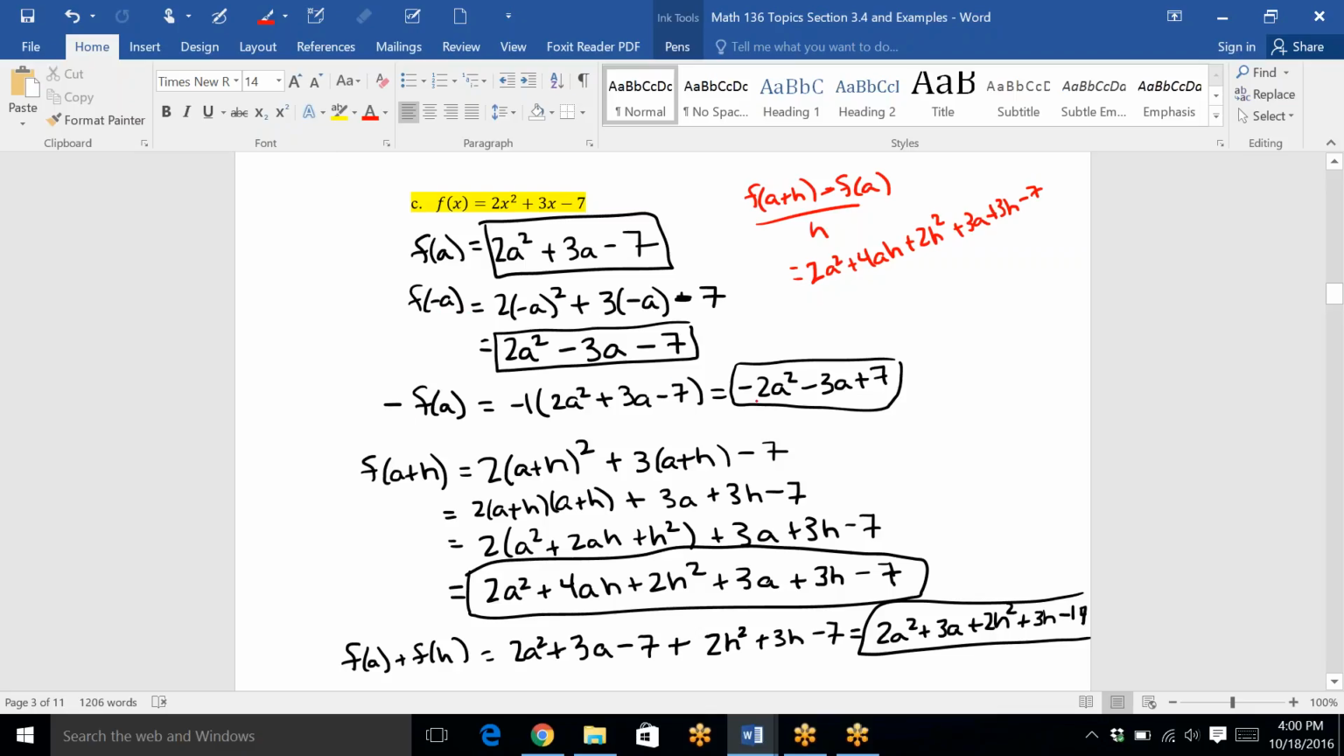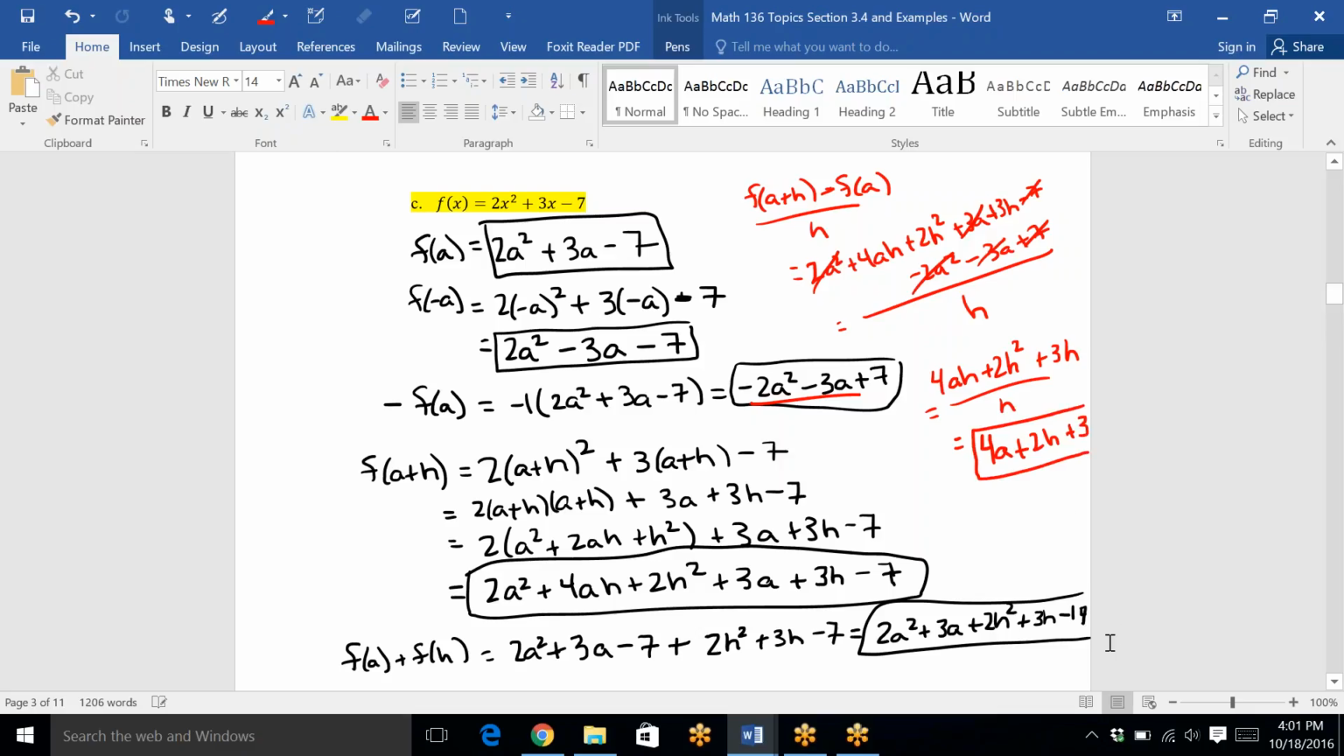Negative f of a is this guy right here, so that's also on top, negative 2a squared minus 3a plus 7. All of that, since I had to stack it, sorry, is over h. I have 2a squareds that are canceling, 3a's that are canceling, and 7's that are canceling. So I'm left with 4ah plus 2h squared plus 3h all over h. And that reduces down because everything is divisible by h. So I get 4a plus 2h plus 3. And that would be my final answer for that one.